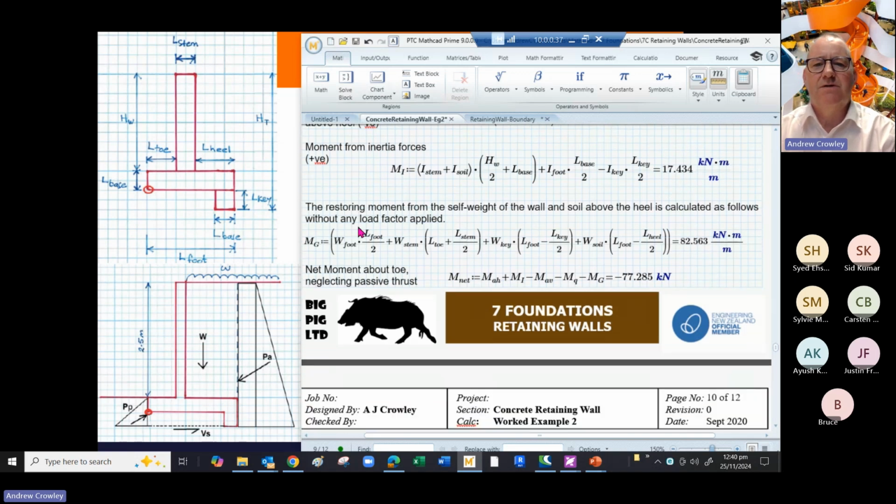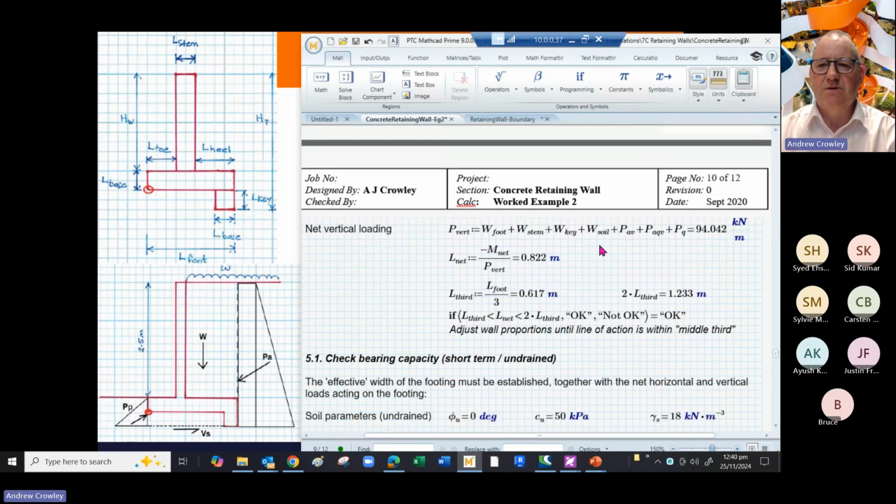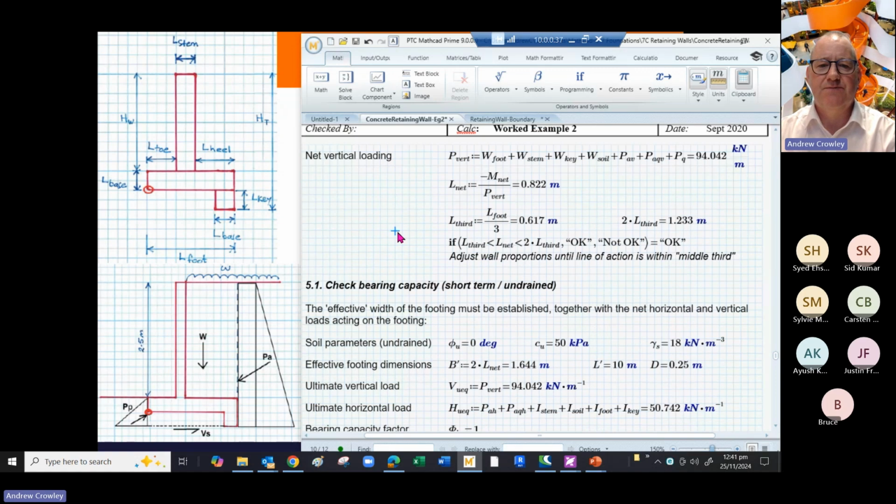The restoring moment from the self-weight of the wall and the soil above the heel is calculated again by taking the weights and multiplying by the lever arms. You need to look at this diagram on the left to work it out, and that pops out as 82.5 kilonewton meters per meter. You do the summation and work out the net moment. And so the resultant force has an arm somewhere between 1/3 and 2/3 of the width, so we're in the middle third. If we're not in the middle third, you need to move the dimensions.